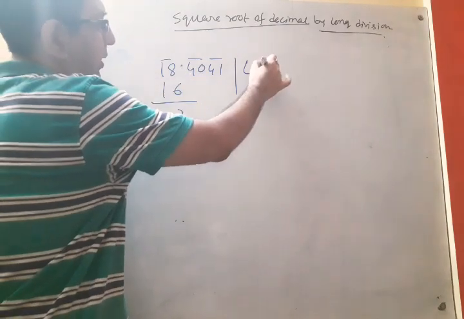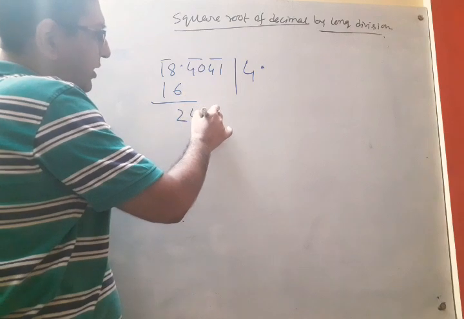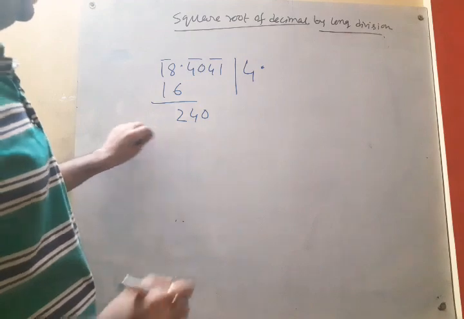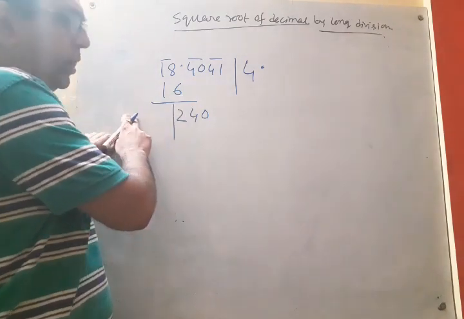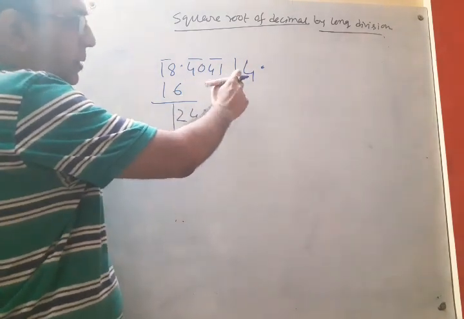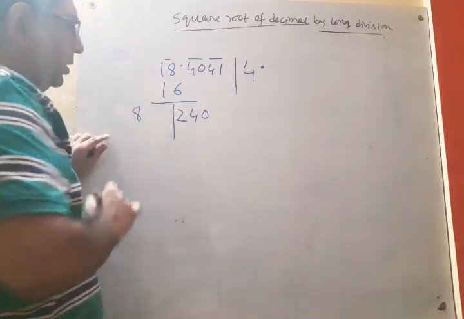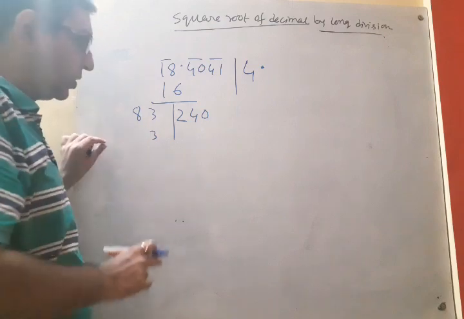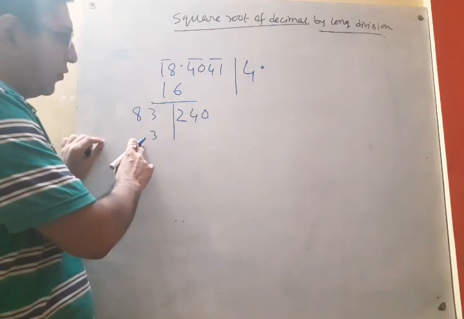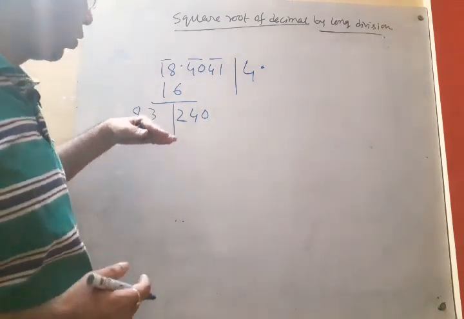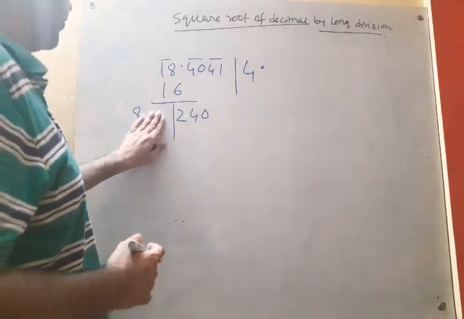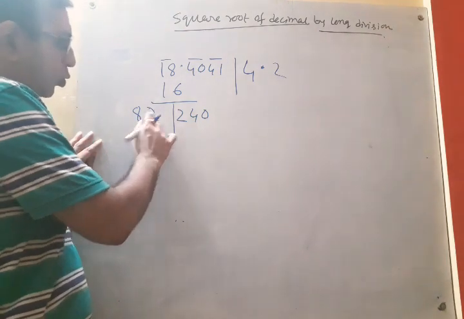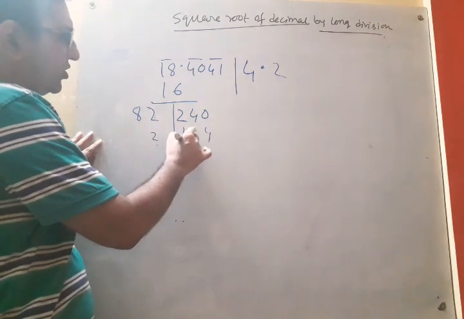This point will go here. Now we take 2 digits simultaneously at a time. That is 240. Now what will I do? Here we will write the double of this number, that is 4 into 2, 8. Now if we write 3, we have to multiply by 3. So it gets 9, 3 24. That will cross the value of 240. So we will write here 2 and 2. So we multiply by 2, 2 2 is 4, 2 8 is 16, right?